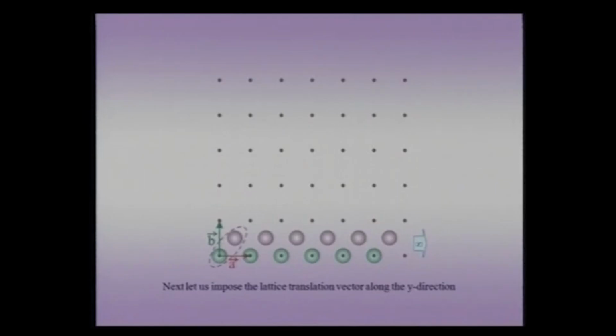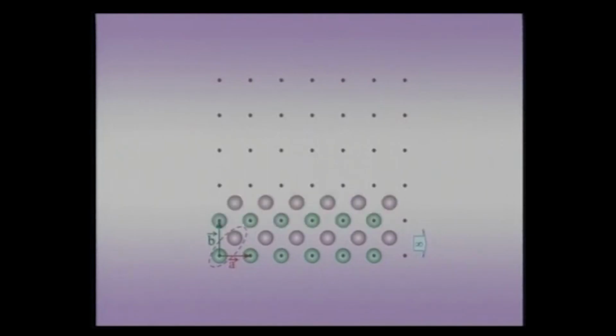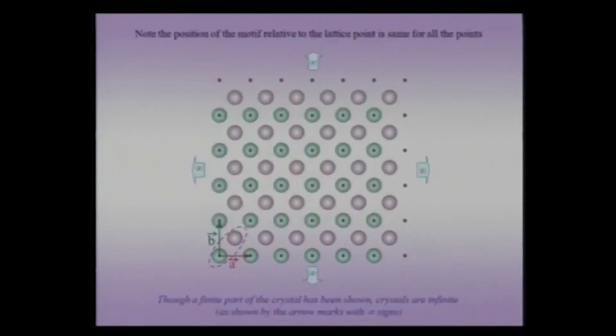So first we impose the lattice translation vector along the x direction. This is done infinitely along the x direction. Then we impose the lattice translation vector along this row of these two spheres along the y direction. It is to be noted that the position of the motif relative to the lattice point is exactly identical as we go from one lattice point to the other.